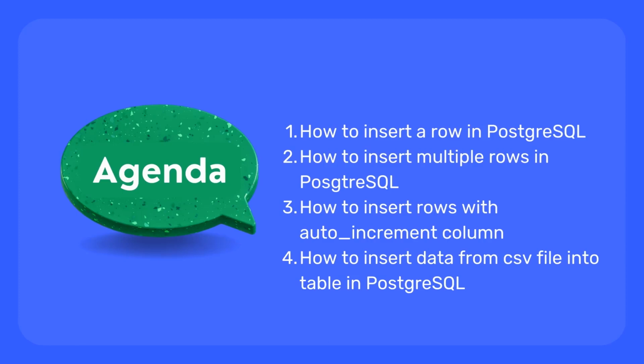First we are going to discuss how to insert a single row in Postgres. Then we will learn how to insert multiple rows in Postgres, which means we will learn how to insert more than one row into a PostgreSQL table. Then we will learn how to insert rows with an auto-increment column. If any column in a table is defined as auto-increment, here we will learn how to insert data into that kind of column. At the end we will learn how to insert data into a table from a CSV file.